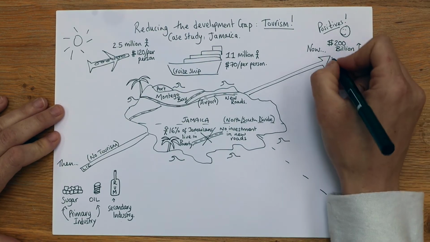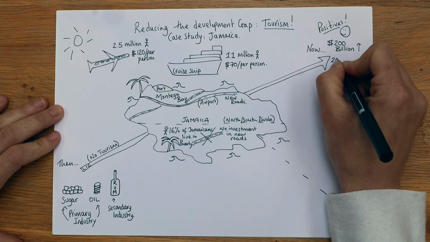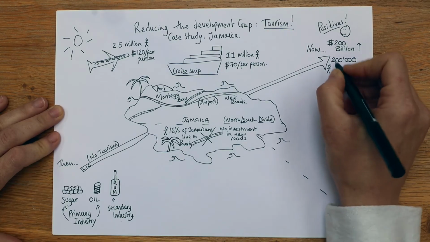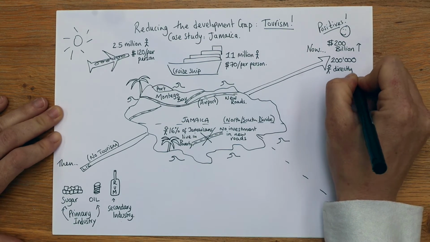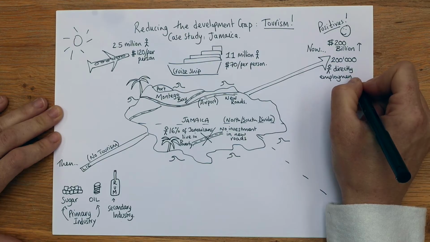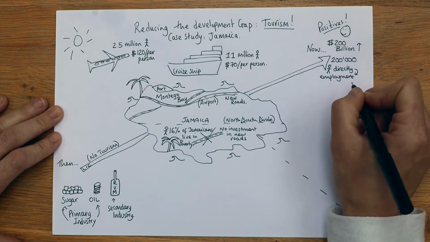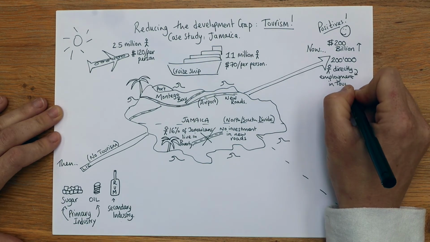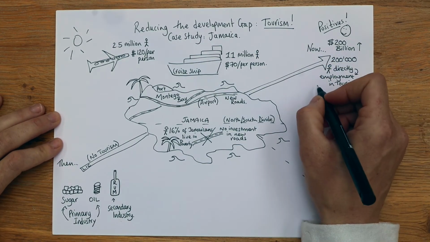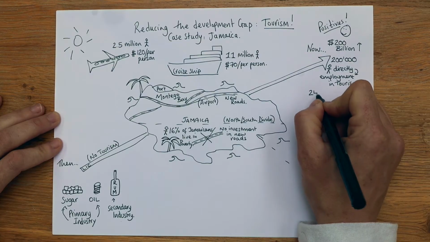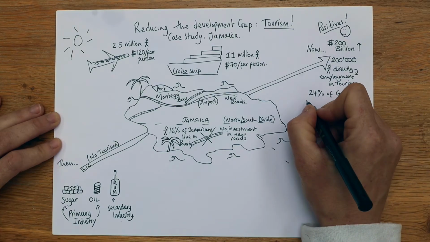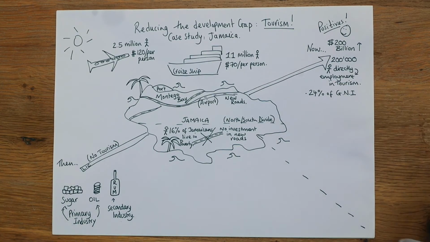Now, all of those bars and restaurants and nightclubs need staffing, and it's given 200,000 people jobs. Now, these local people are directly employed through tourism. And there's also indirect jobs as well. So directly employed or employment, slightly wrong, in tourism. You can write employed or employment. That 200 billion accounts for 24% of Jamaica's gross national income. Comes directly from tourism. So that's a huge proportion.